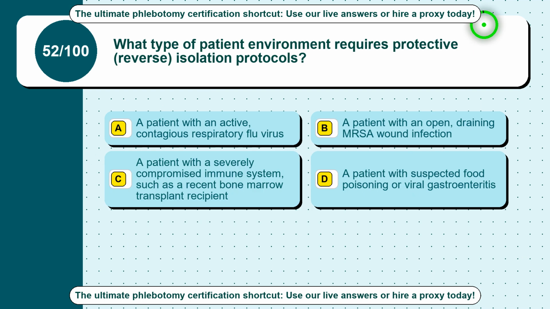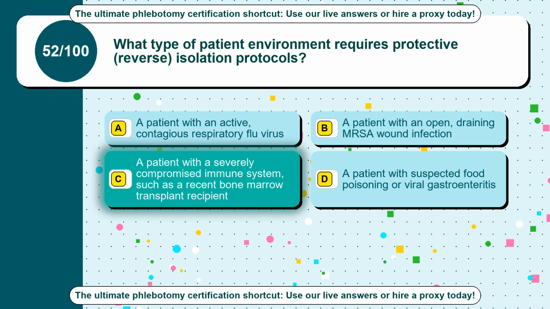Question 52. What type of patient environment requires protective, reverse isolation protocols? Option A. A patient with an active, contagious respiratory flu virus. Option B. A patient with an open, draining MRSA wound infection. Option C. A patient with a severely compromised immune system, such as a recent bone marrow transplant recipient. Option D. A patient with suspected food poisoning or viral gastroenteritis. The correct answer is option C.